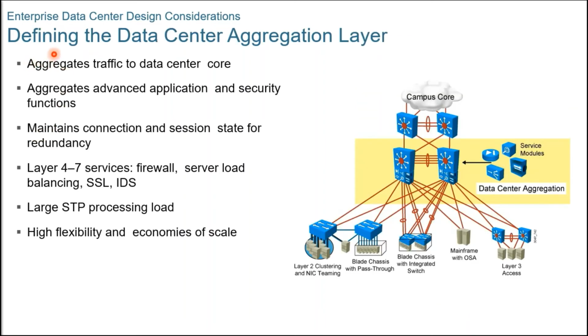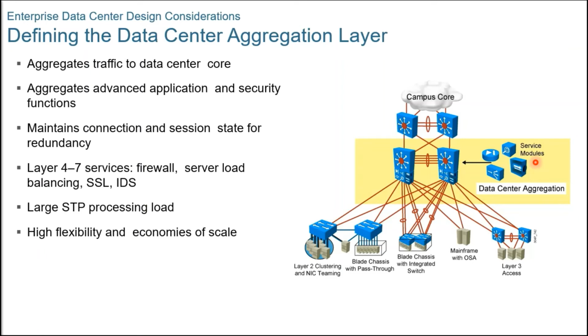Defining the data center aggregation layer. The data center aggregation or distribution layer aggregates the uplinks from the access layer to the data center core layer and is the critical point for control and application services. Security and application devices such as load balancing devices, SSL offloading devices, firewalls, and IPS provide Layer 4 through Layer 7 services and are often deployed as modules in the aggregation layer, like the service modules here.